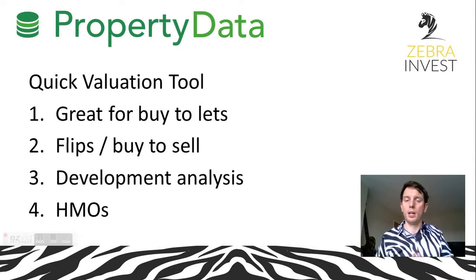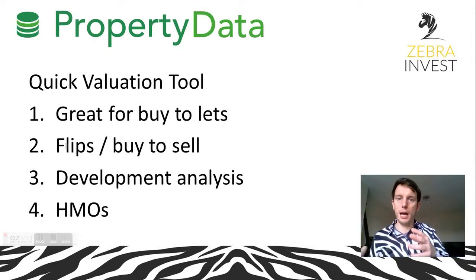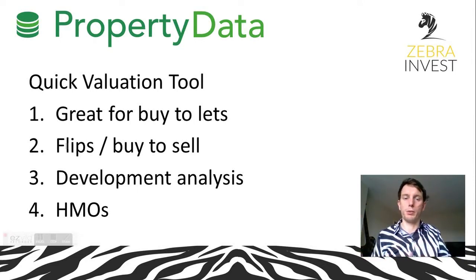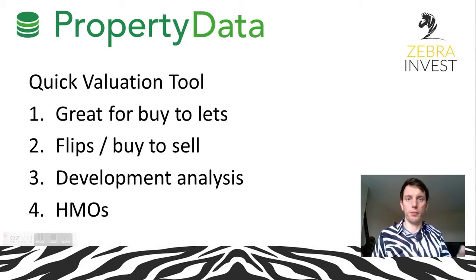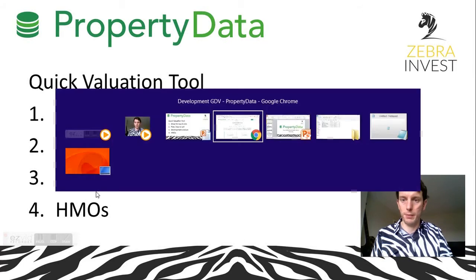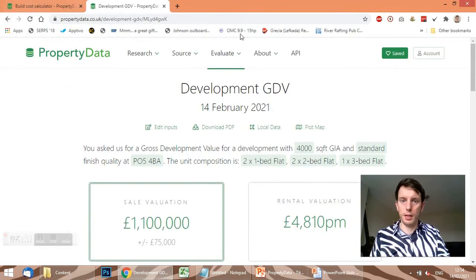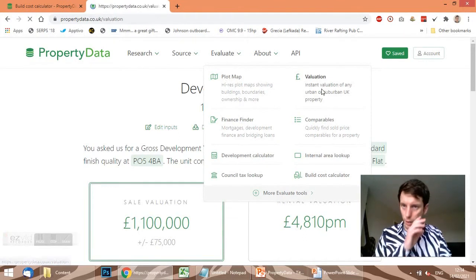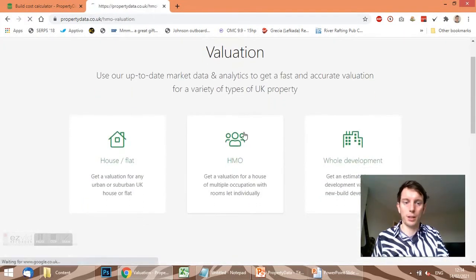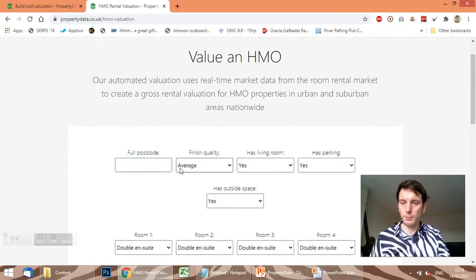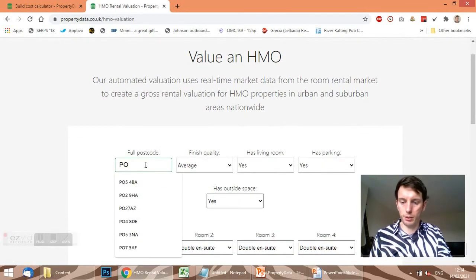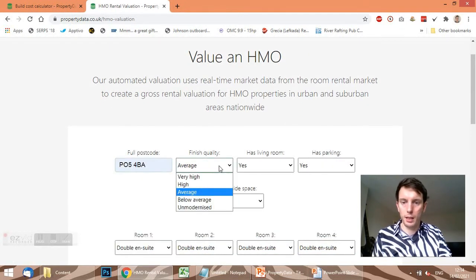So you can also see how you might be able to work out the demand in an area, whether it's going to work possibly for, say, a rent-to-rent, or whether it will possibly work for a buy-to-let HMO or buy, refurbish, refinance, and then use as an HMO. So what we're going to do here is go back to the evaluate section. We're going to go back to valuation, and this time we're going to click on HMO. And we use the same postcode here, PO5 4BA.